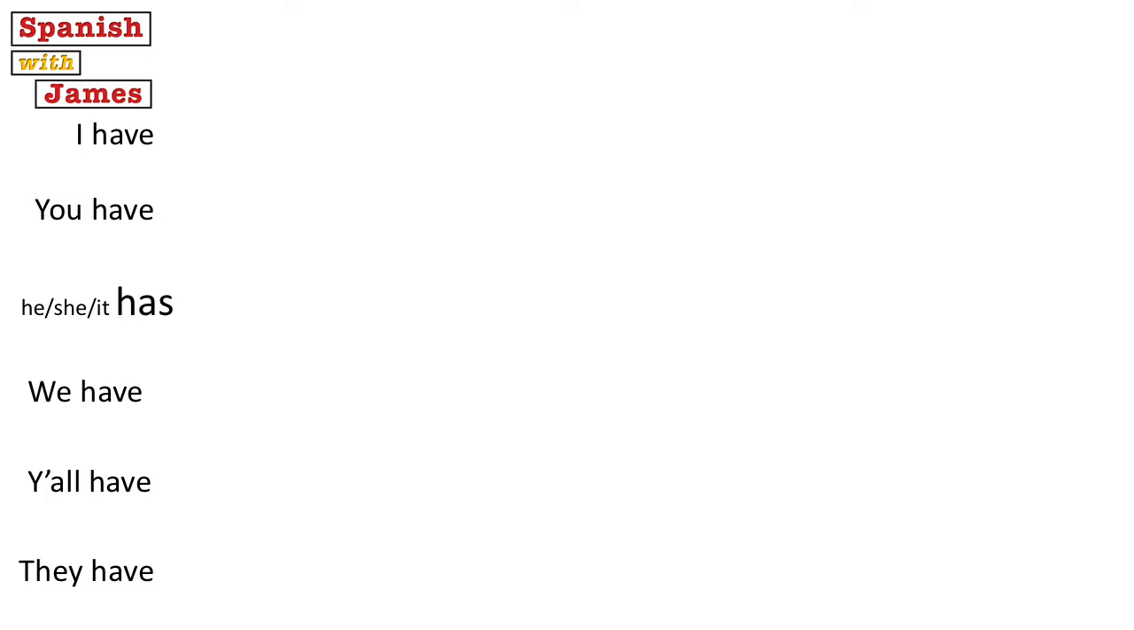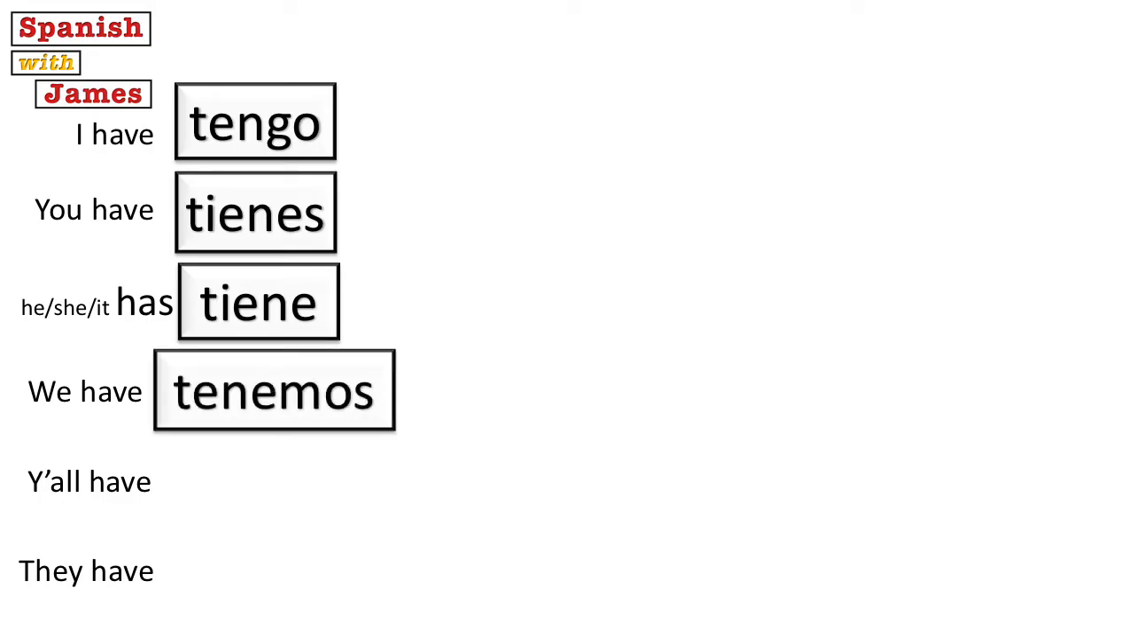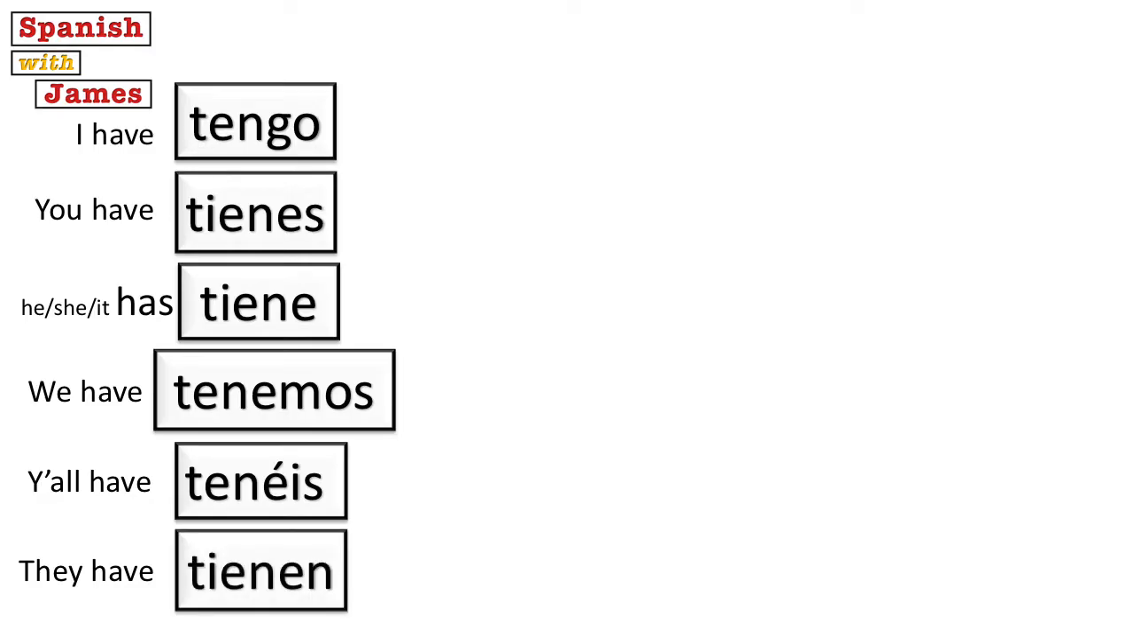Okay, and that brings us on to some revision now. So first of all, we need to remember the verb tener, the verb to have in its 6 forms, in order to talk about everyone we know, what their hair and eye color is, what their hairstyle is. So I have, tengo. You have, tienes. He, she, or it has, tiene. We have, tenemos. You plural have, or y'all have, tenéis. And they have, tienen.